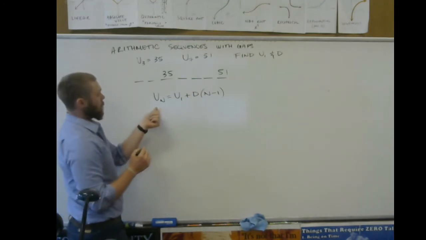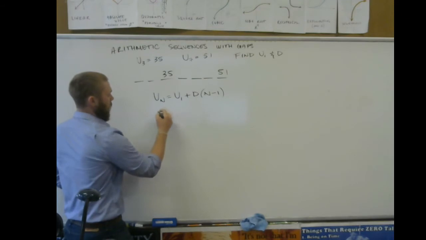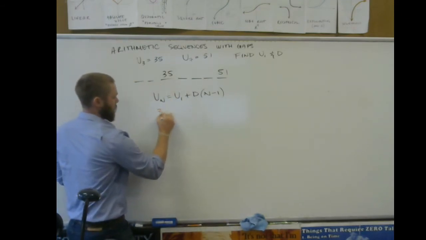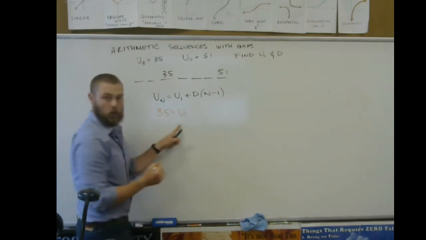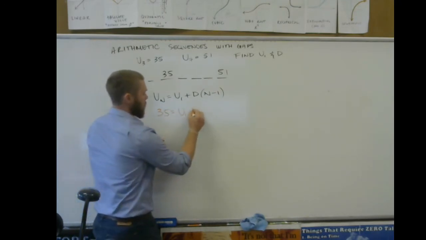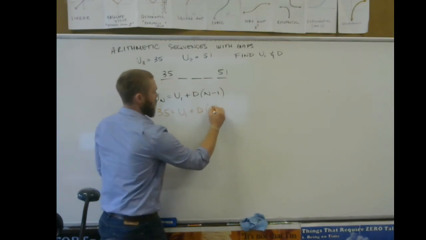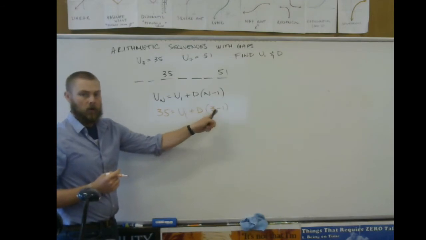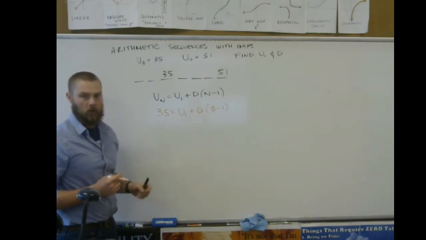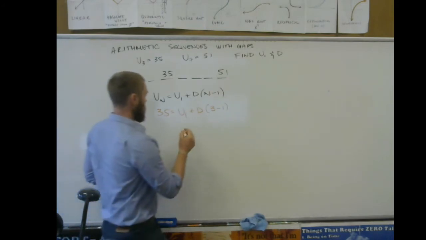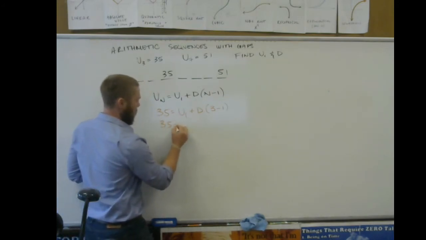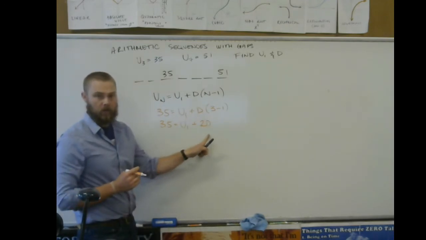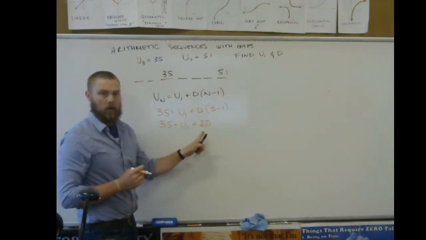So let's first use the 35, and I'll do that in orange. U1 is unknown. D is unknown. Well, we know it's the third number, so I'm going to put 3 there. Or we can just already change that to a 2 overall. In fact, let's do that. 35 equals U1 plus 2D. I like to have the coefficients in front of the unknown, so 2D.